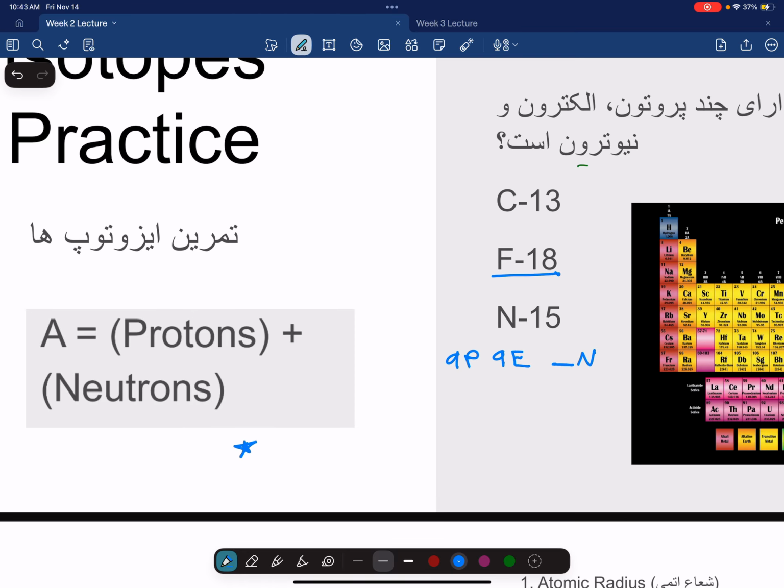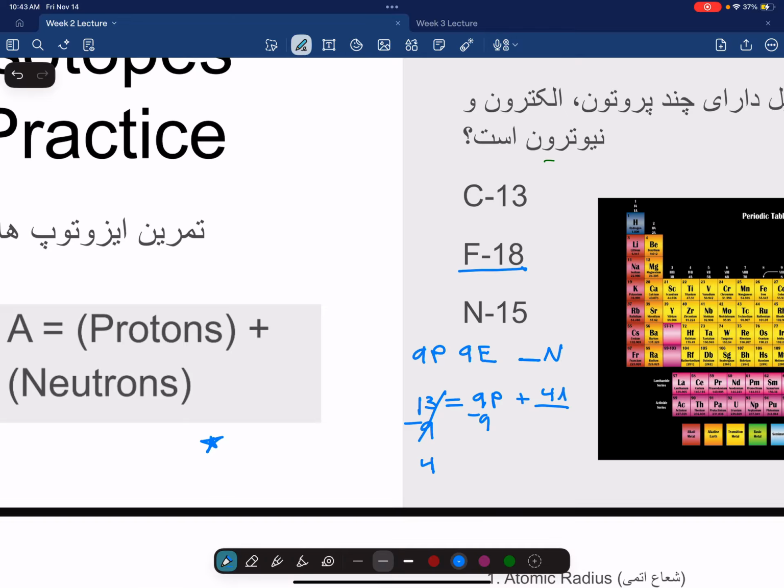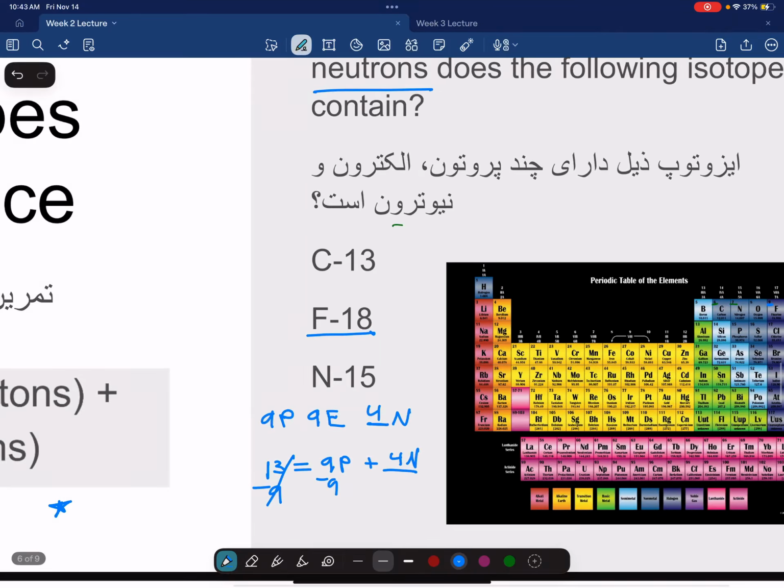So in order to figure that out, we know that the mass number is going to be 13 equals the number of protons, 9p, plus, we don't know the number of neutrons. So we can do minus 9. That gives us 4. And then we have a total of 4 neutrons, which gives us our final answer: this isotope of fluorine is going to be 9 protons, 9 electrons, 4 neutrons.